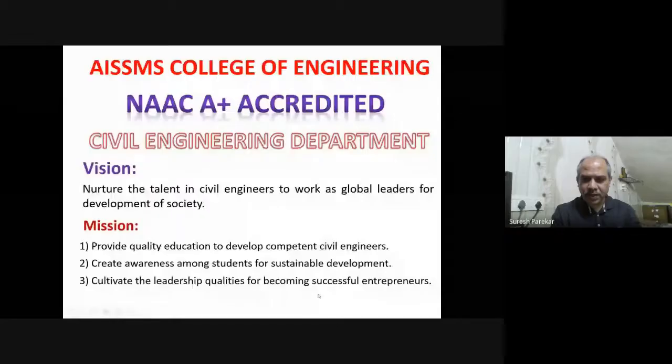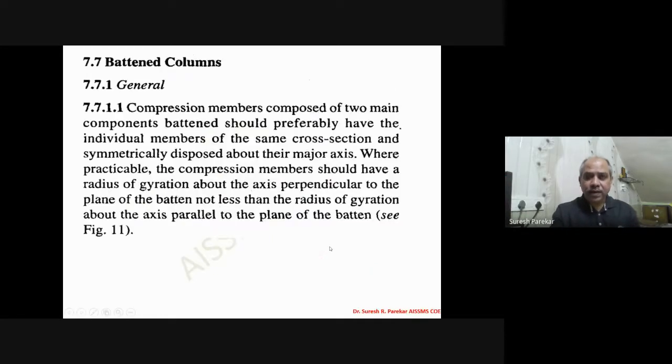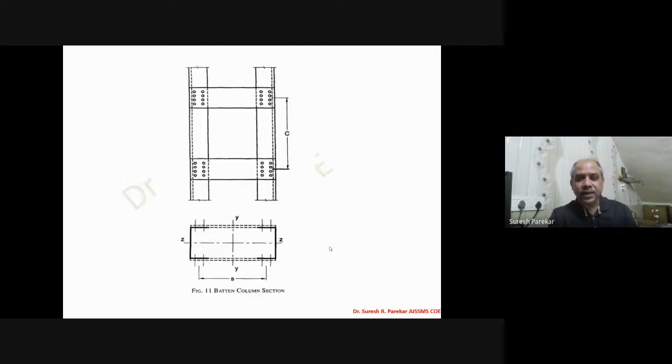Suppose we have a single lacing system, a double lacing system, and now a batten system to connect two components of a column. Now we will first go through the clauses. The first clause is the same as for the lacing system: RYY should be greater than RZZ. So we are in this fashion.